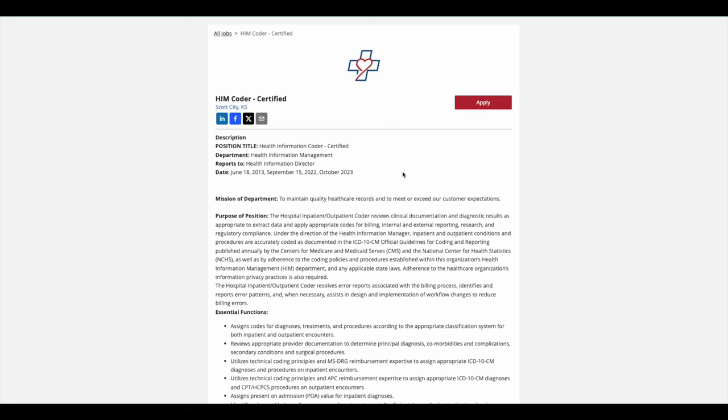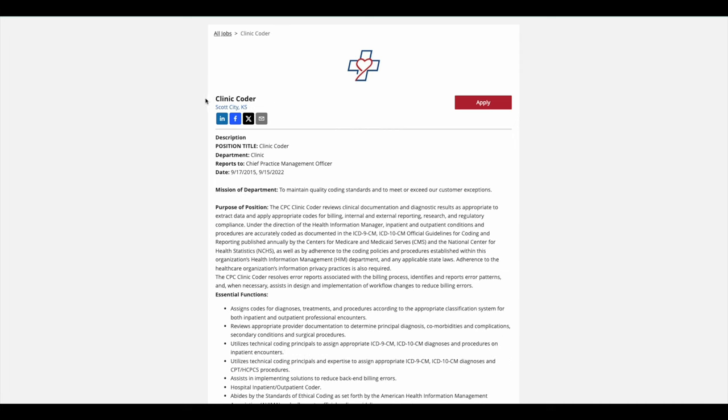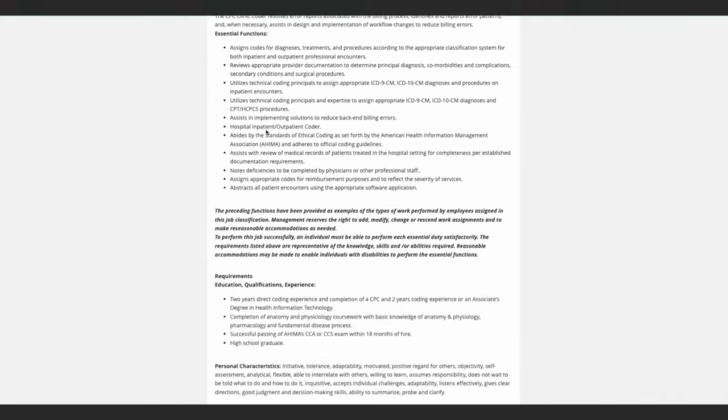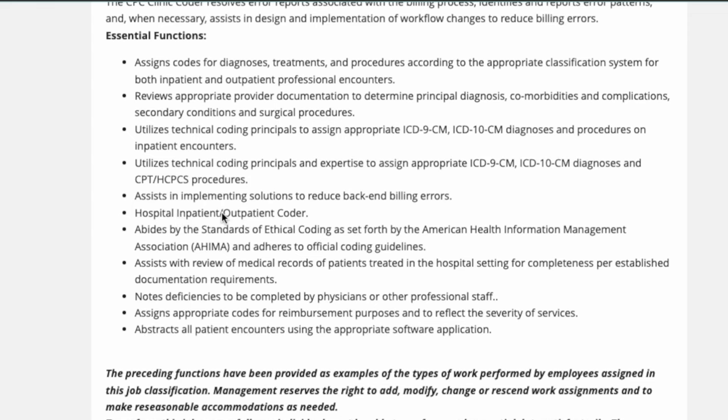Now let's go to the second role for Scott County Hospital. The title for this position is a clinical coder. You will be dealing with the same exact code sets as the last position that we just went over. And this verbiage seems to be quite similar to what we just read previously. You will be doing some inpatient and outpatient coding here.